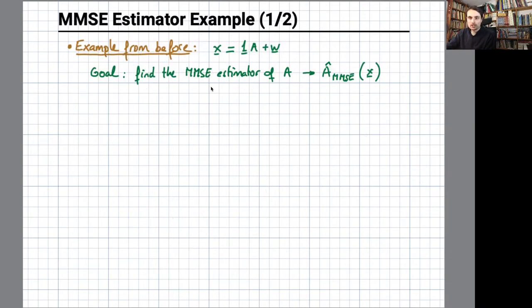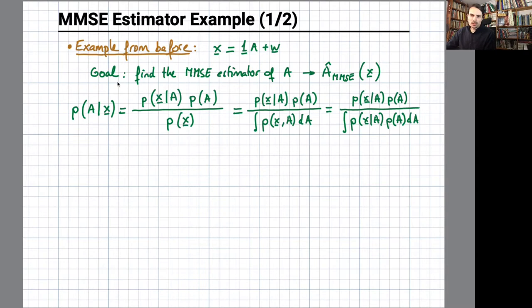Let us now practice the derivation of an MMSE estimator by applying what we have learned to the Bayesian version of the DC level estimation example. We will denote the MMSE estimator of A in this way. Since the MMSE estimator is the mean of the posterior, what we need to do is to obtain the posterior PDF.